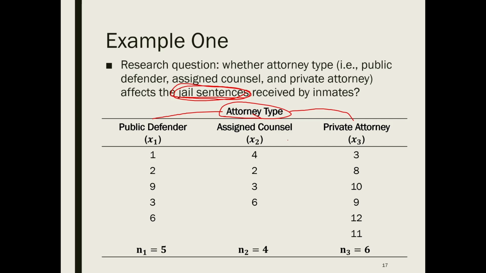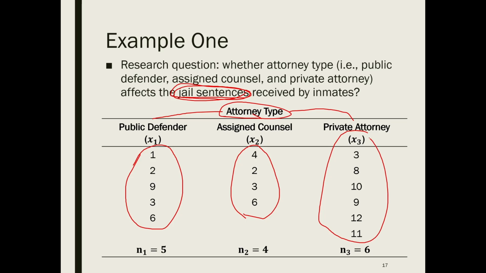So based on what we know, we are going to analyze it with the ANOVA approach, right? So how to read this table? You can see we have 5 cases in the public defender group. The first person got 1 month in jail, the second person got 2 months, the third person got 9 months, right? We also have 4 people with assigned counsel. The first person got 4 months in jail, the second person got 2 months. We also have the private attorney group. Okay, we have 6 of them. The first person got 3 months in jail, the second person got 8 months, and the third person got 10 months. Okay, that's how we read it.